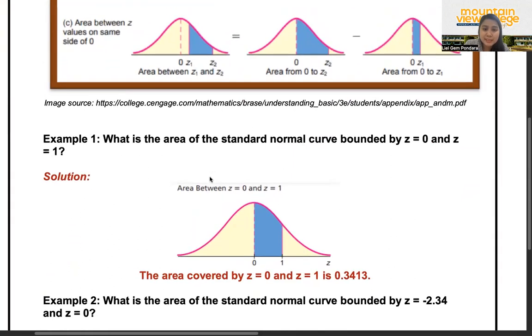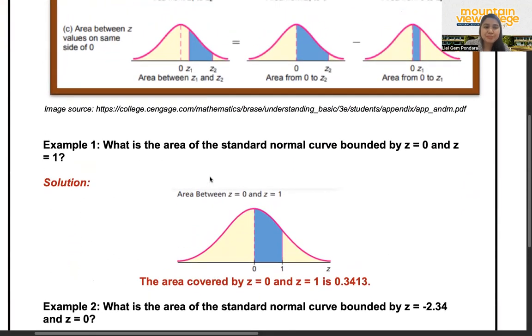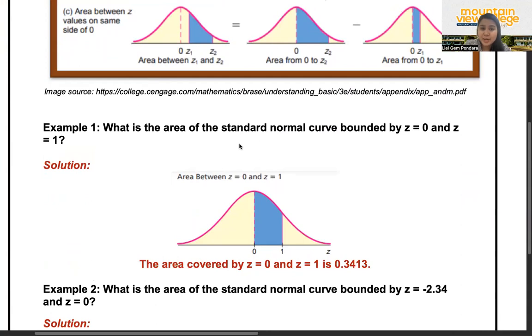Again, your z table with you first. What is the area of the standard normal curve bounded by z equals 0 and z equals 1? Now, the reference is from 0 to 1. Since our reference is at 0, then it means that you just need to have it from your z table right away.